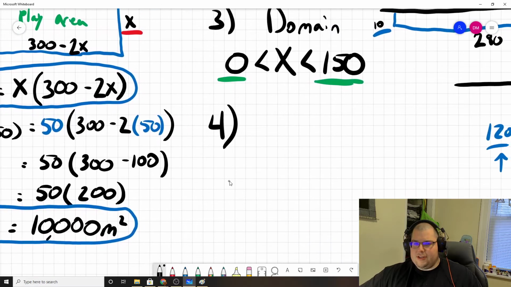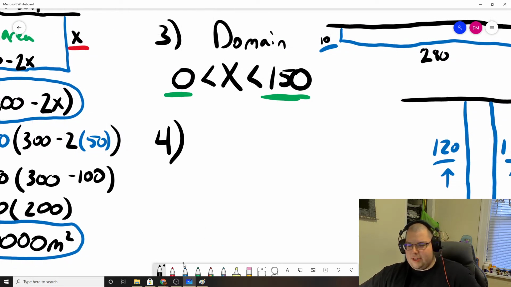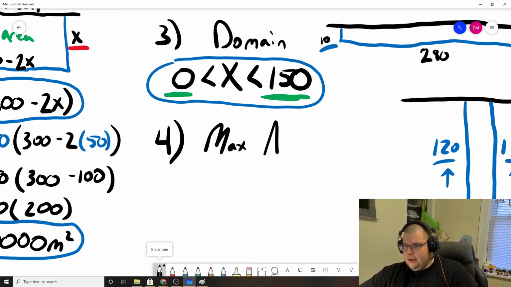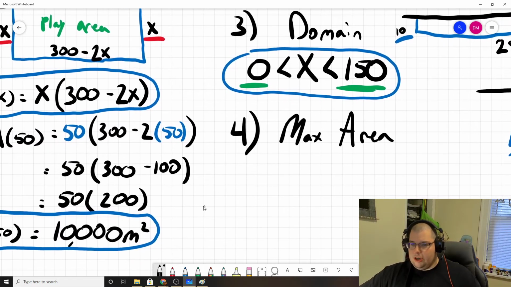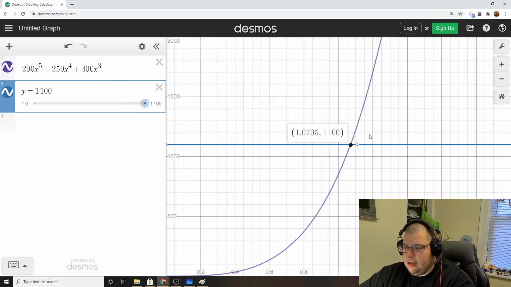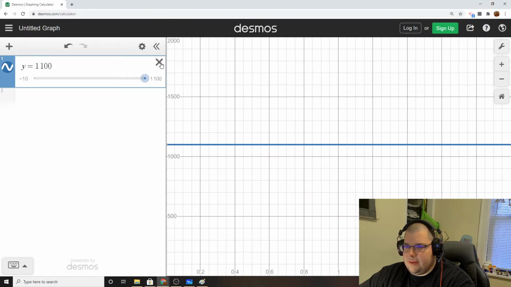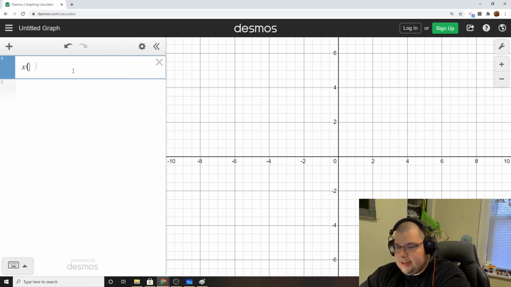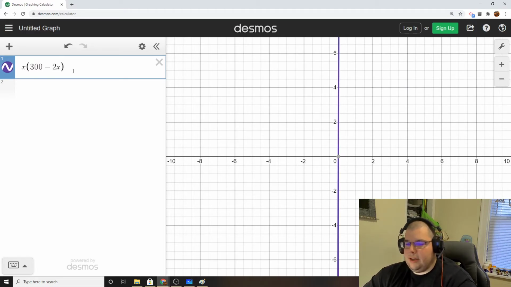Well, in order for us to find the max value the playground can have, I suggest we use Desmos. So we want max area. What we're going to do is go to Desmos and graph this particular function and see what the area is. Oh, I still got stuff set up from the last video. You guys don't need to see that. So the area was x times (300 minus 2x), like that.